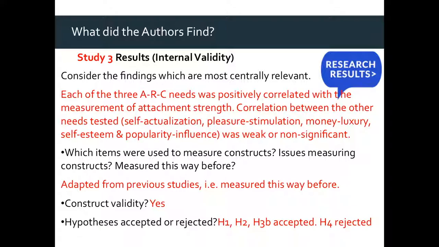And then finally, study 3, hypothesis 1, hypothesis 2, and hypothesis 3B were accepted, and hypothesis 4, which was specifically tested here in study 3, was rejected. You'll note that the items used to measure the constructs, as in study 1, were all adapted from previous studies, so there were no new measures used here. These have all been measured in this way before. And there you can see that I've laid out for you what I found to be the most centrally relevant findings.